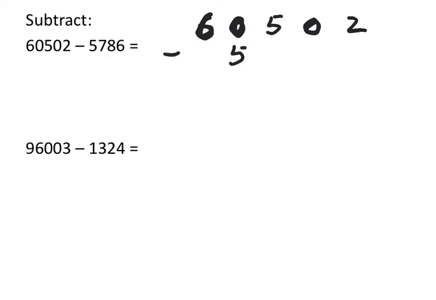So I got a 5 in the thousands place value, 7 in the hundreds place value, 8 in the tens place value, and a 6 in the ones place value. All right. And again, we're focusing on one place value at a time, starting with our place value farthest to the right.